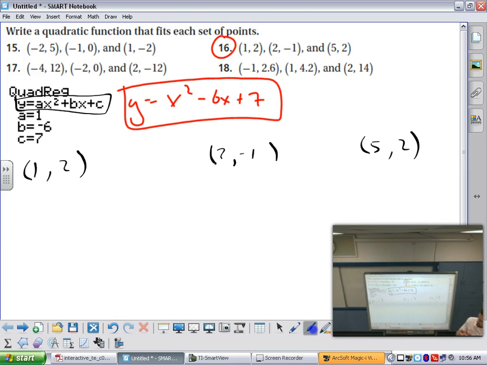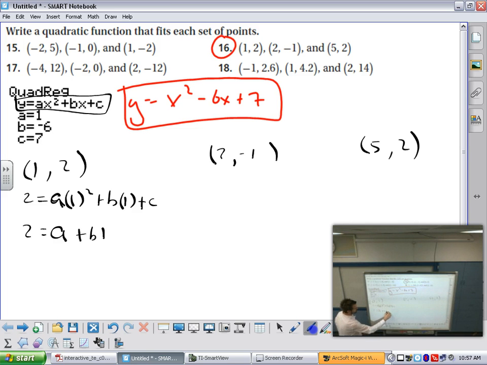So you do it one at a time, and it would look like this. If this is your x and this is your y, you'd go, okay, y equals ax squared plus bx plus c. Substituting that coordinate in, you would get 2 equals, well, that looks like a 9. That's a plus b plus c. This is your first equation.